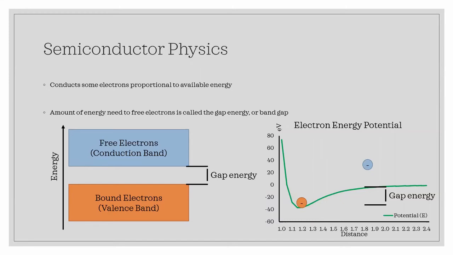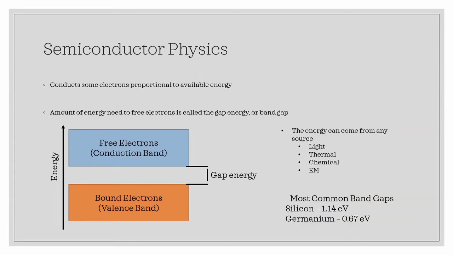Semiconductors have a band gap somewhere in the middle. The most common semiconductors that are used are silicon and germanium, which have band gaps of 1.14 electron volts and 0.67 electron volts respectively. So this tells us that the materials we are using affect the amount of free electrons for a given energy.